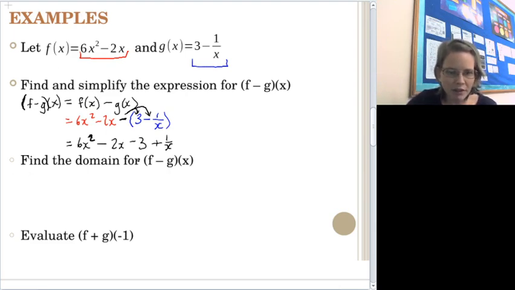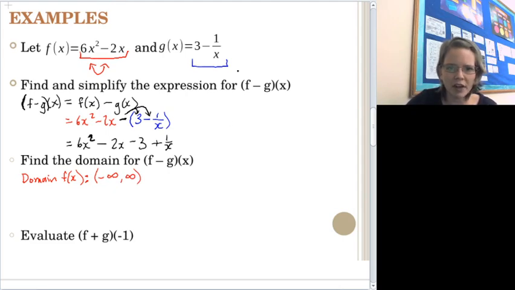Okay, the next part says find the domain for f minus g of x. So the domain is all the numbers in the domain of f that are also in the domain of g. So if we think about first just the domain of f at x, there are no restrictions, no denominator, no square roots. If you graph it on your calculator, it actually ends up being a parabola that goes to infinity in both directions. So my domain is from negative infinity to infinity for the function f.